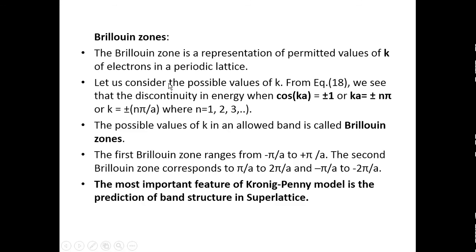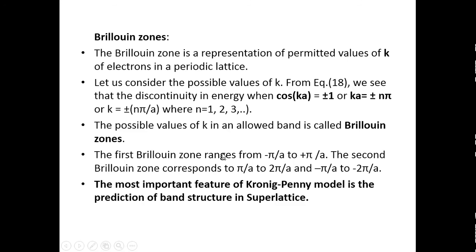We see that the discontinuity in energy occurs when cos K is equal to plus or minus 1, which means K is equal to plus or minus n pi, or K is equal to plus or minus n pi by A, where n is equal to 1, 2, 3. The possible values of K in the allowed bands are what is called the Brillouin zones.